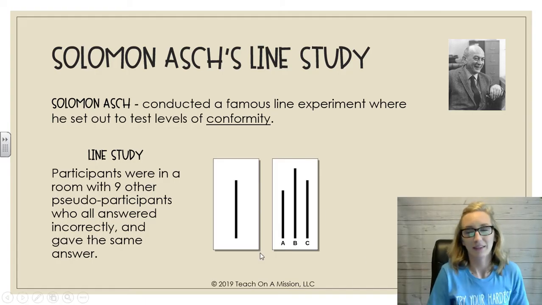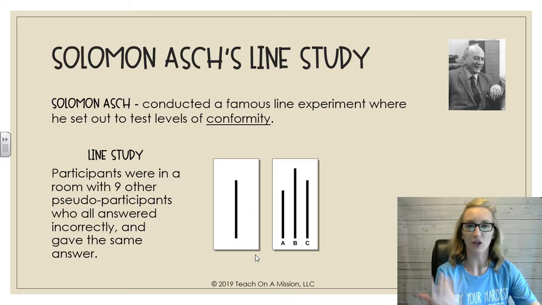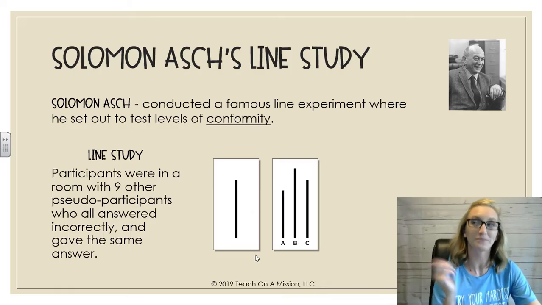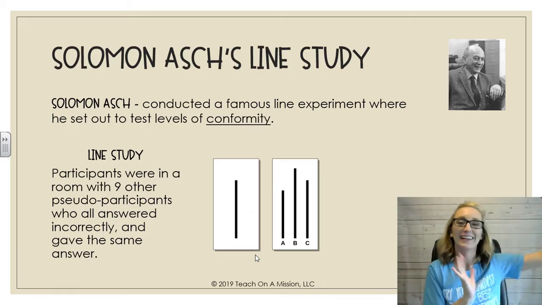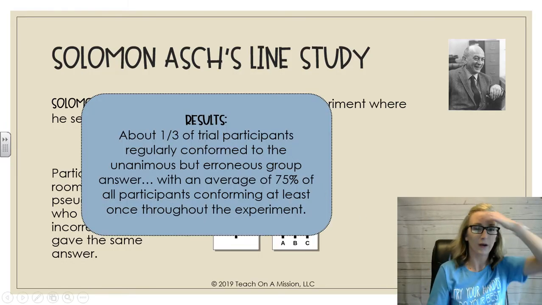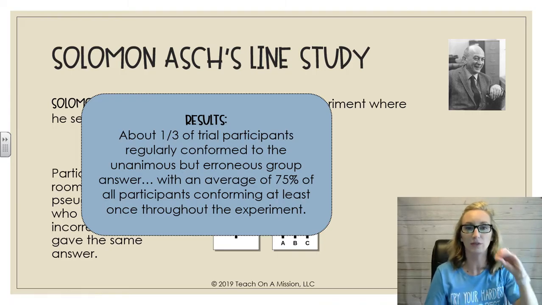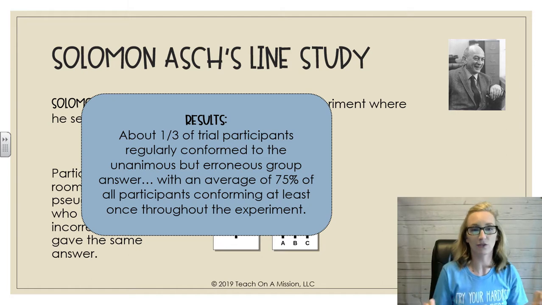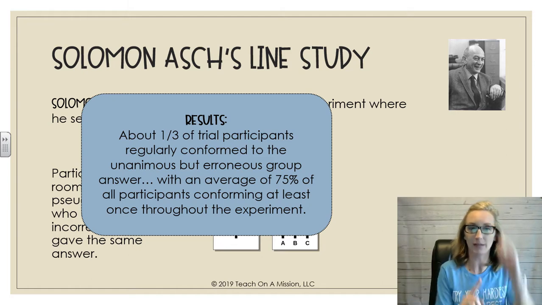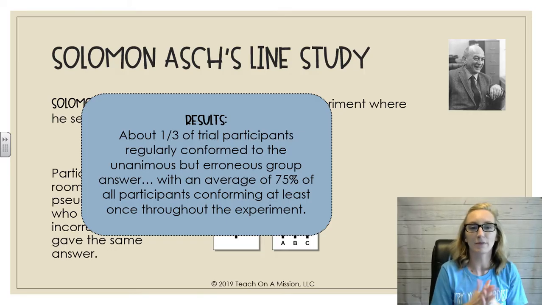So when you're answering a question about lines, that really doesn't have a big impact on you. But have you ever heard your parents say, just because everyone else is jumping off a bridge doesn't mean that you should too? Right? Like that's the other extreme of the spectrum of conformity. So it's really interesting. About 1/3 of the participants regularly conform to the unanimous but erroneous group answer. It's important to note that it's unanimous because that really has an impact on conformity, with an average of 75% of all participants conforming at least once.